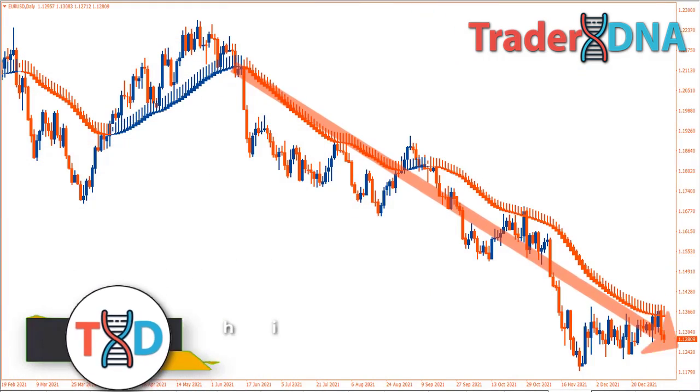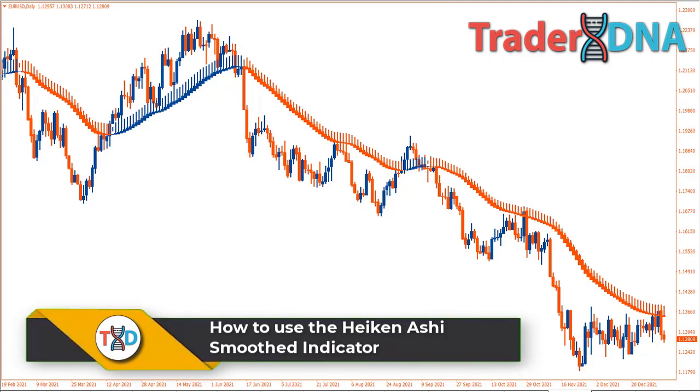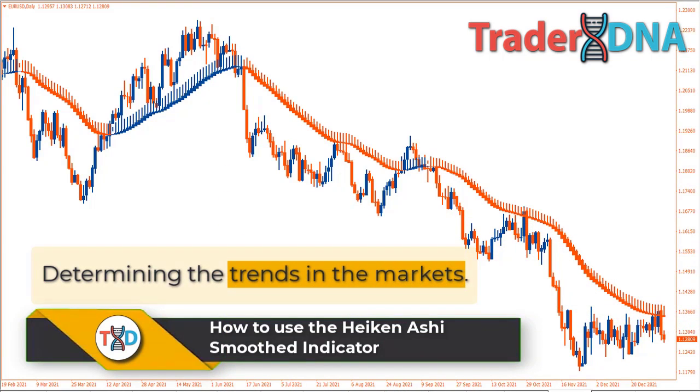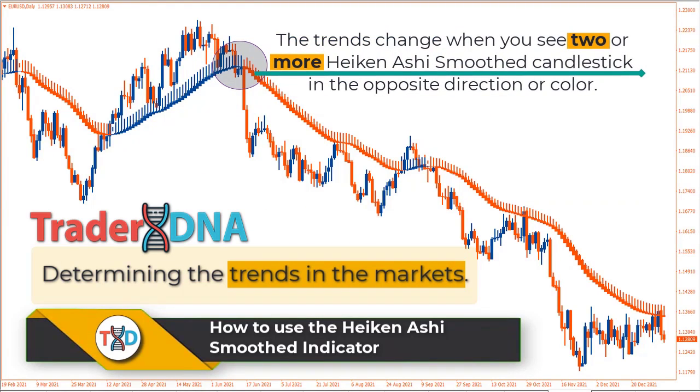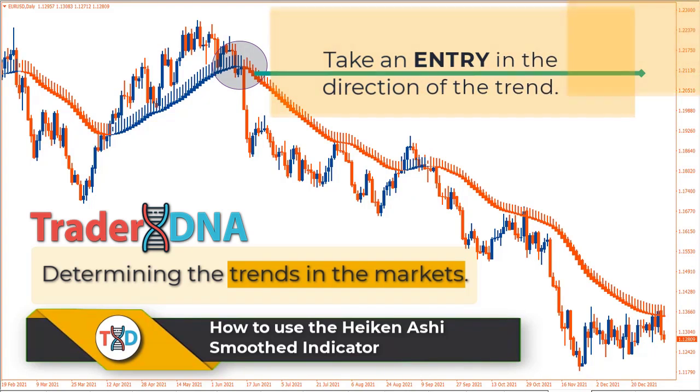How to use the Heiken Ashi Smoothed Indicator. One of the major rules of using this indicator is in determining the trends in the markets. It is a widely accepted principle that the trends change when you see two or more Heiken Ashi Smoothed candlesticks in the opposite direction or color. This is where traders either prepare to take an entry in the direction of the trend or the color, or they can use this to adjust their stops.